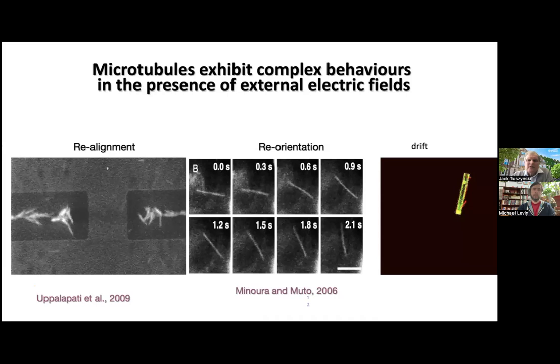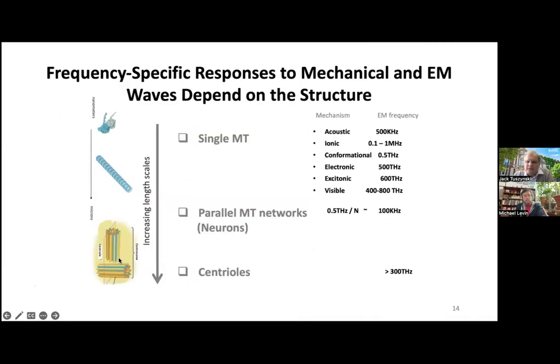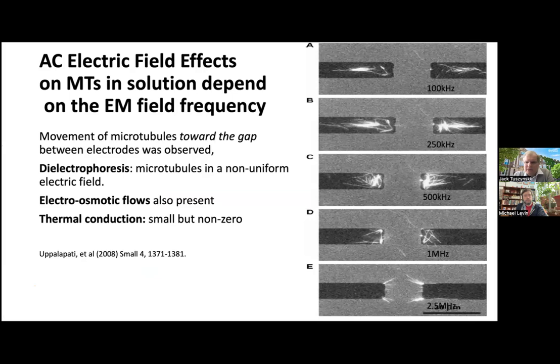But there's more, because in the presence of higher electric fields and electric fields with different frequencies, fields which are alternating, there are some additional effects seen: realignments, reorientation of microtubules, and even formation of some non-trivial structures. This is now with frequencies going up to 2.5 megahertz. We explored even higher frequencies, as you will see later on.